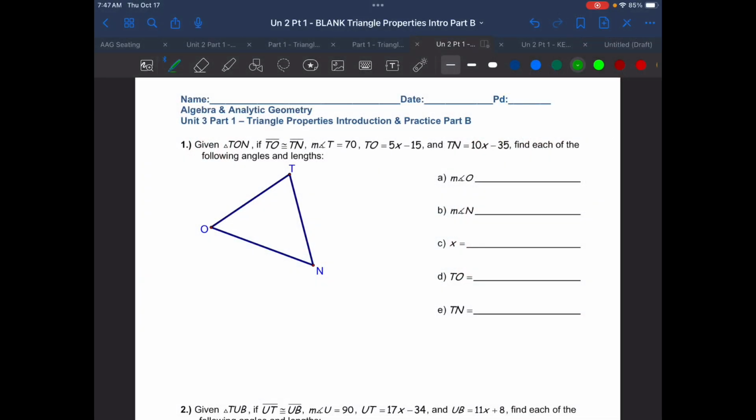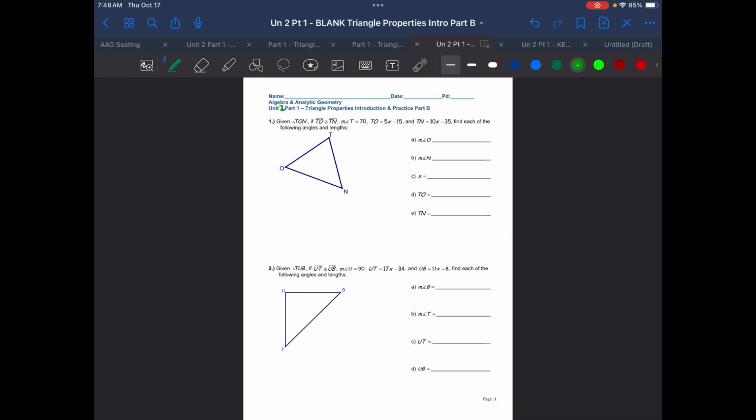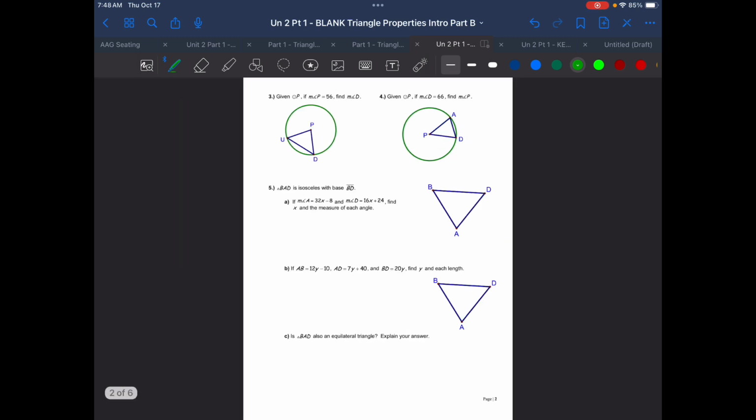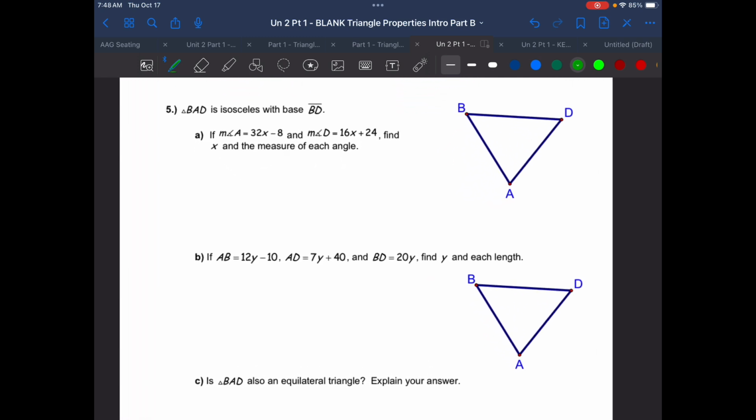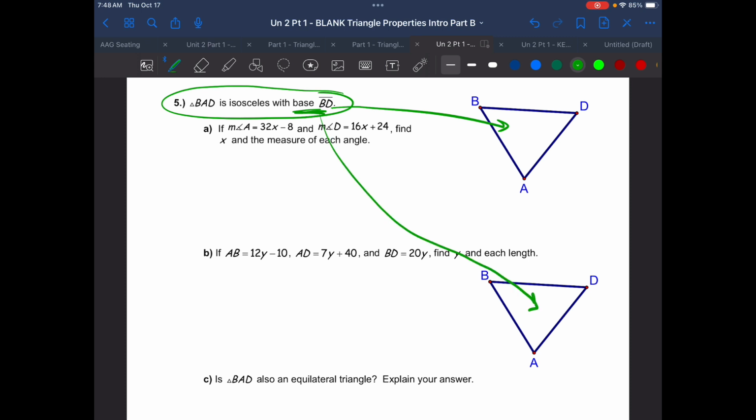Okay, so now let's take what we just talked about and let's give a few of these questions a shot here. So we're going to be working on, this is actually part 2. So this is a document that you guys have, all right? Now we're going to skip numbers 1 and 2. You guys are going to try 1 and 2 on your own, but I'd like us to skip ahead to question number 5, okay? So what I'd like you to notice here is in the directions, they tell us the triangle BAD is isosceles with base BD. So that's going to be the case for both of these diagrams.